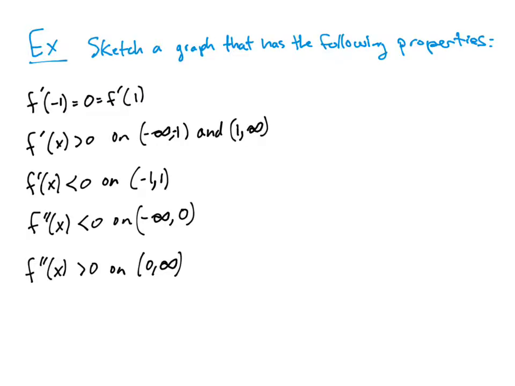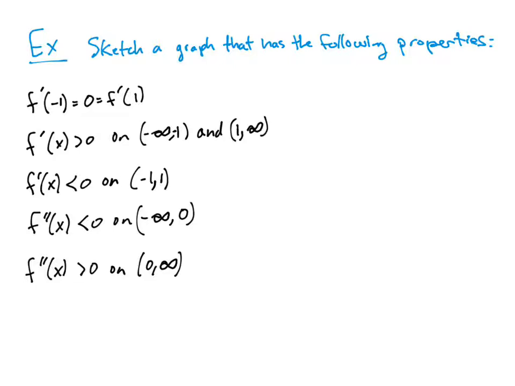In this video, I'm going to go over a few examples that use the first and second derivative to investigate the properties of the graph of a function. Okay, so this first example says to sketch a graph that has the following properties, and then it lists a few different traits based on the first and second derivative. Let's go through each of these to see what these can tell us.